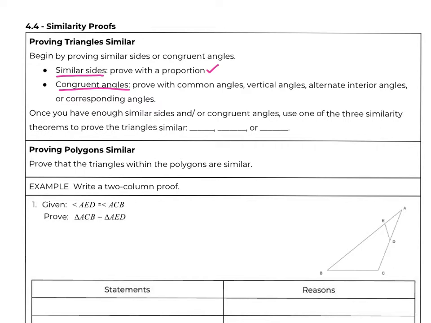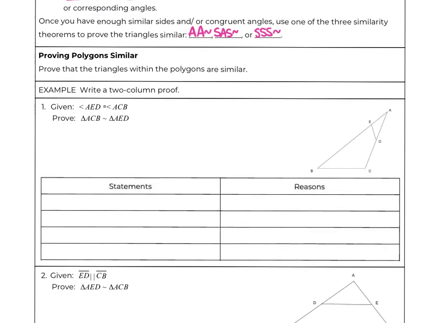Okay, so that is angle similarity, side angle side similarity, or side side side similarity. Okay, so proving polygons similar, if you have a proof where you're trying to prove polygons, prove that the triangles within the polygons are similar first, and then go from there with what you need.